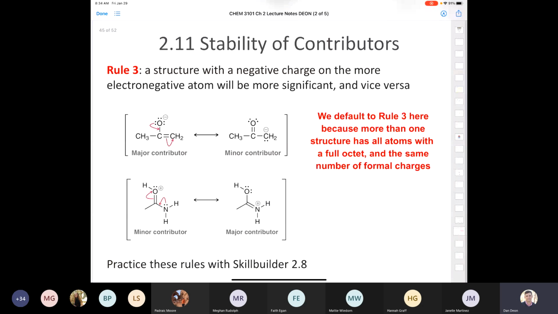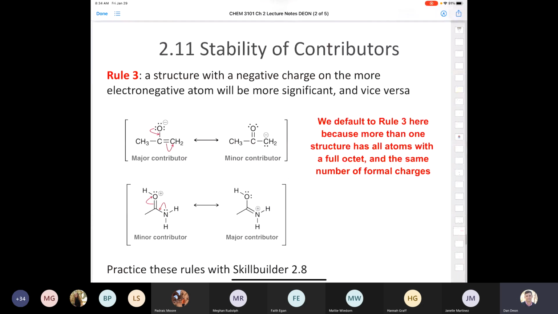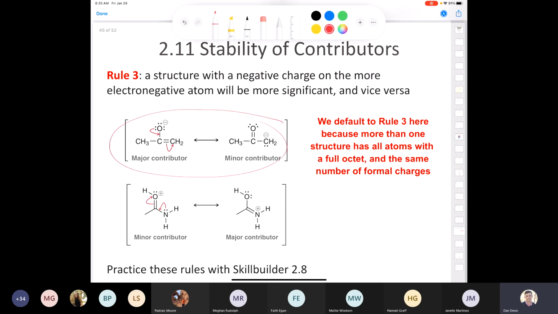Rule number 3, a structure with a negative charge on a more electronegative atom will be more significant, and vice versa. Now, if you're wondering, hey, Mr. Dion, didn't you just argue something about octets in the first rule when I'm talking about carbon and oxygen? Well, hold the phone, because in both of these resonance contributors shown right here, the oxygen and the carbons always have complete octets. However, the difference between them is in the first one, the negative charge is on an oxygen, and in the second one, the negative charge is on a carbon. So the war is won by the oxygen, which is the second most electronegative element on the periodic table.